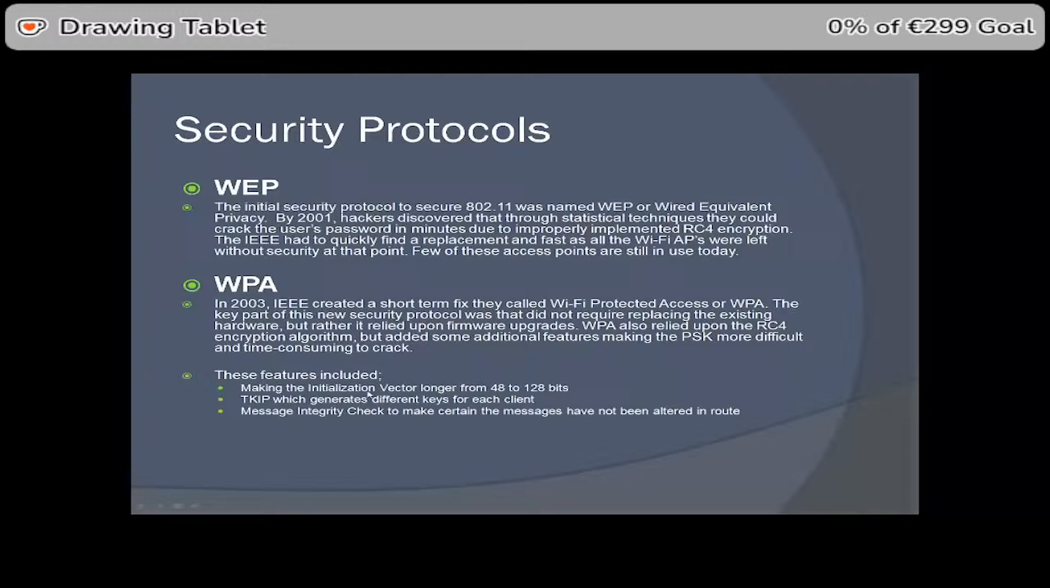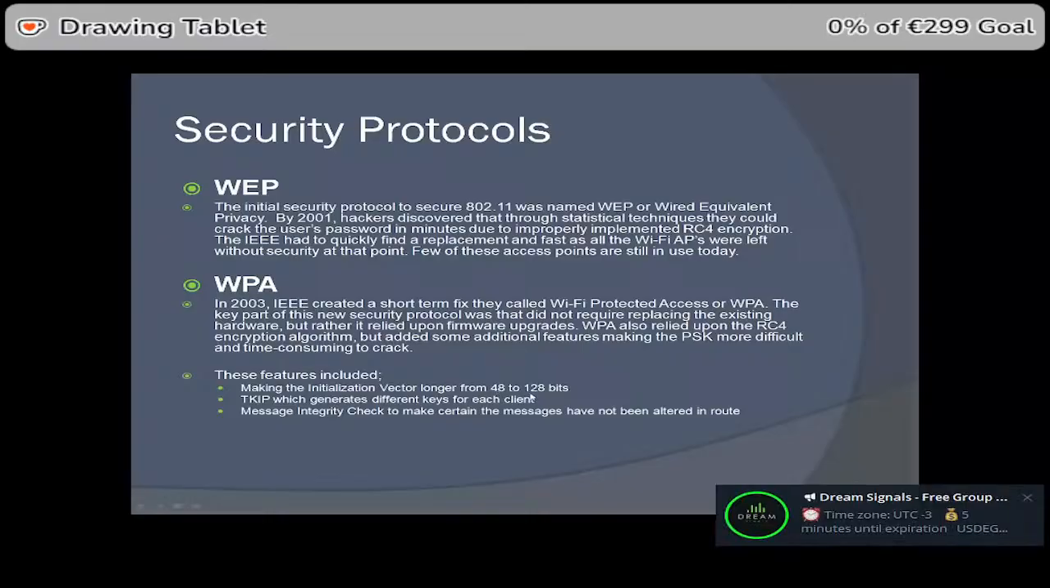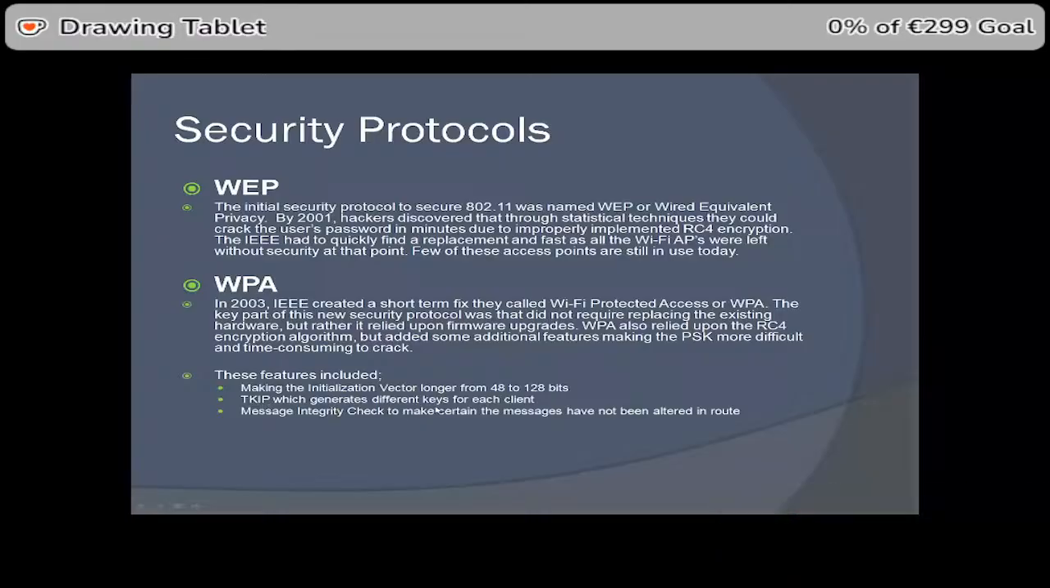These features included making the IV, the initialization vector, longer, from 48 to 128 bits. Over here in WEP, our initialization vector was only 48 bits, very small, so they increased it to 128 bits. They also put in the Temporal Key Integrity Protocol, TKIP, which generates different keys for each client, so each client is going to be slightly different. And it has a message integrity check to make certain the messages have not been altered en route. So basically it makes a man-in-the-middle attack more difficult.